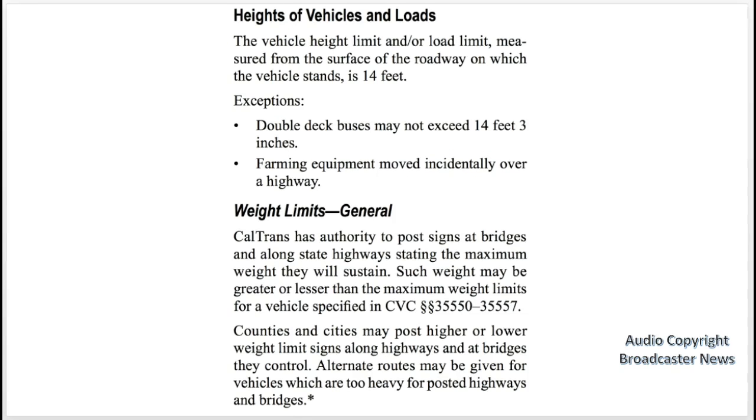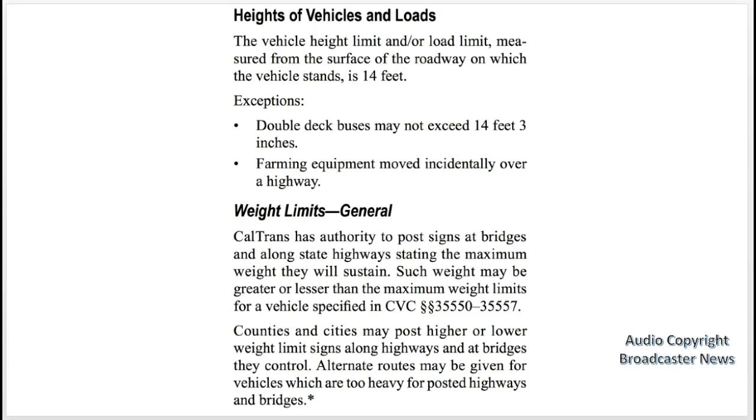Okay, let's talk about the heights of the vehicle and load. The vehicle height limit or load limit, measured from the surface of the roadway on which the vehicle stands, is 14 feet. But there are some exceptions. Double-deck buses may not exceed 14 feet and 3 inches. Farming equipment moved incidentally over a highway has some exceptions also.